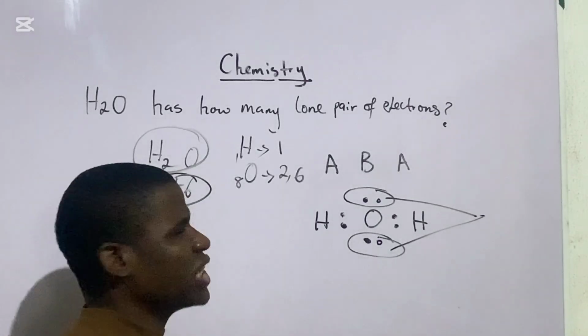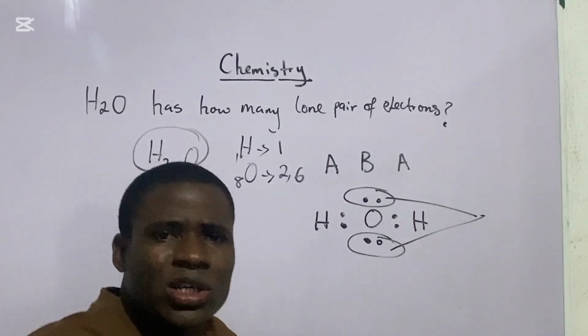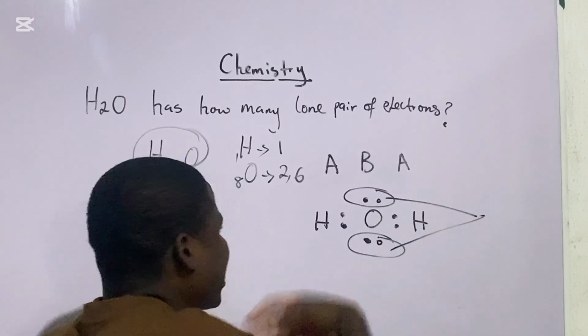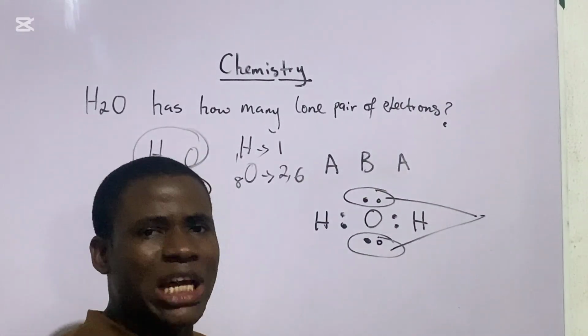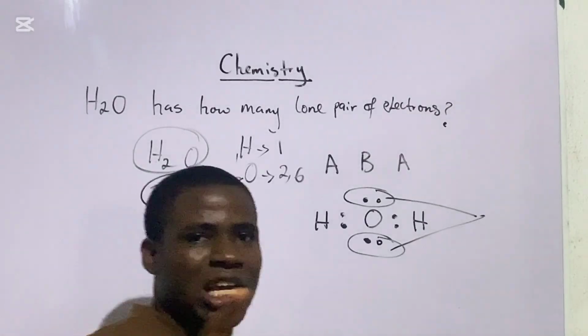I hope by now you understand what I mean by lone pair of electrons. They are those valence electrons that are for the central atom, not involved in bonding with another atom. That's what we mean by lone pair. I hope you understand what I'm saying.